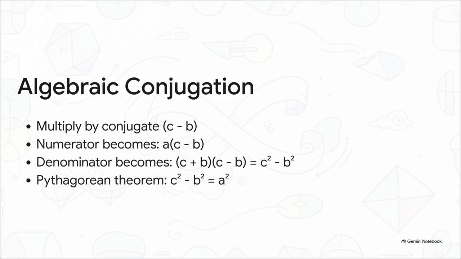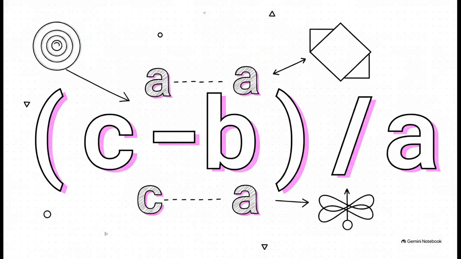Thanks to the Pythagorean theorem, we already know that C squared minus B squared is exactly equal to A squared. So we just swap it right in. And that leaves us with this beautifully simplified result. The A on top cancels out one of the A's on the bottom, leaving us with our decay parameter, D, equaling C minus B all over A. This tiny, perfectly rational difference of squares identity is the engine for the entire framework.